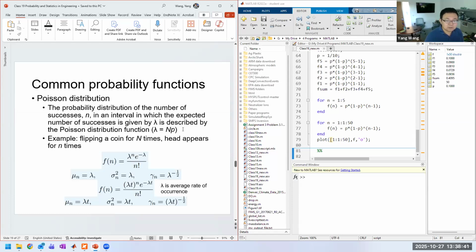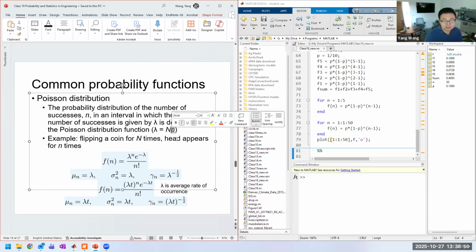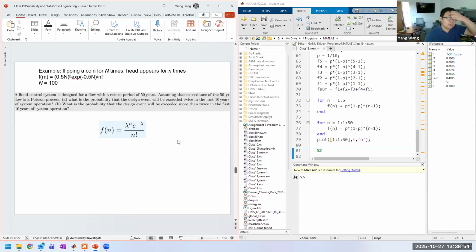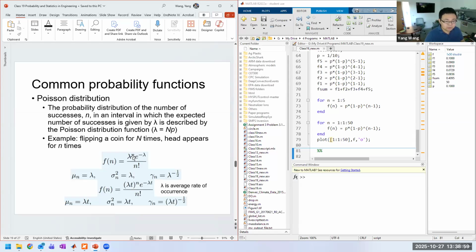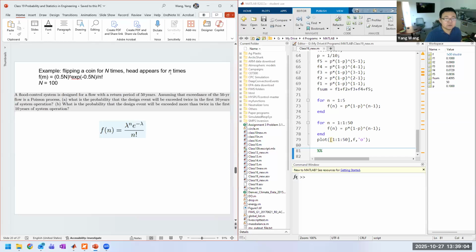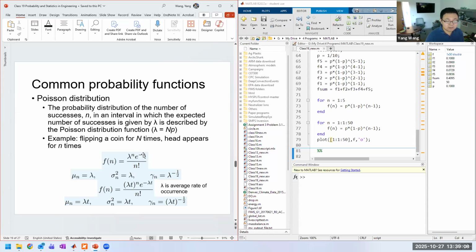So we have to find out lambda first. Lambda is the uppercase N, which is 10 times, multiplied by the probability, which is 50%. So lambda is 0.5 N, to the power of n, for how many times you want the head to occur. Then multiply by exponential of minus lambda, and divide by the factorial of n.